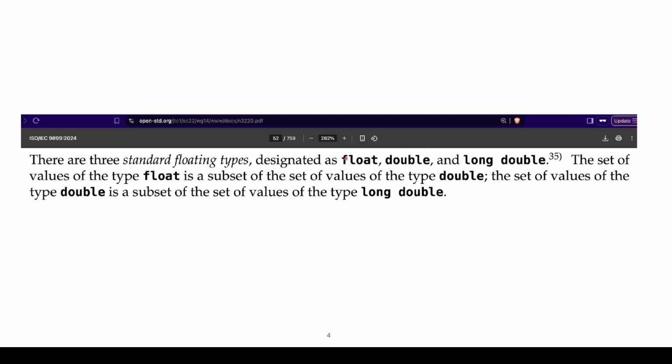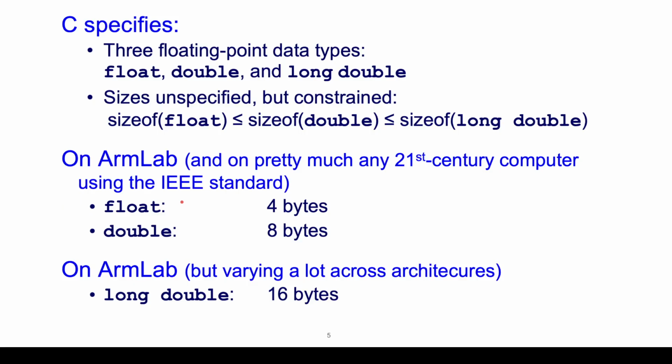The relationship that it holds is that the set of real numbers represented within the 4 bytes of float is a subset of double. Again, double is a subset of long double. So that is the subset relationship that these three data types hold among each other.